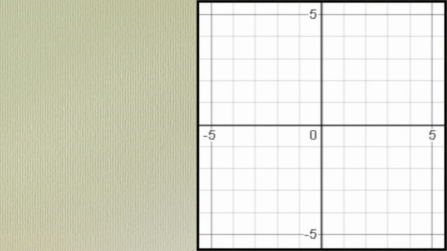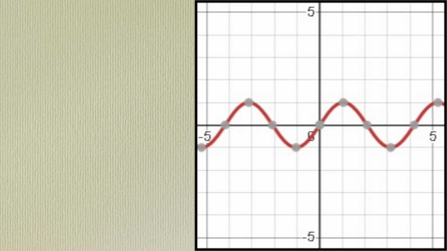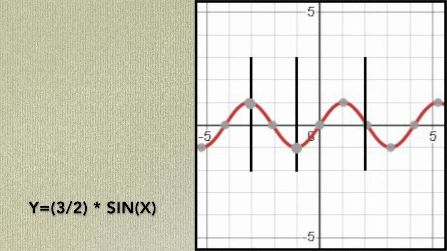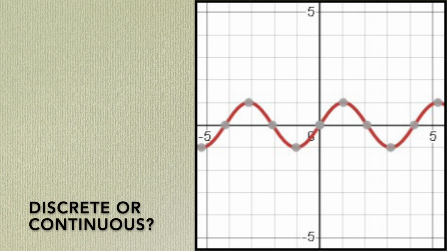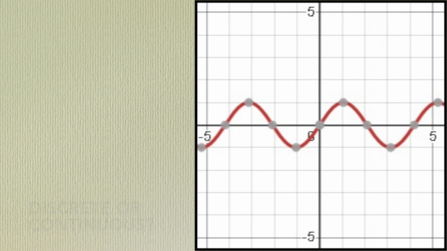Okay, let's take a look at graph number 5 now. This is the graph of y equals 3/2 sine of x. Okay, this is a special function from trigonometry, and it is a function. If I draw a vertical line, it crosses at only one point. In fact, anywhere I draw a vertical line, it will only cross one point. So this is a function. So now, is this discrete or is this continuous? It is connected. So this is continuous.